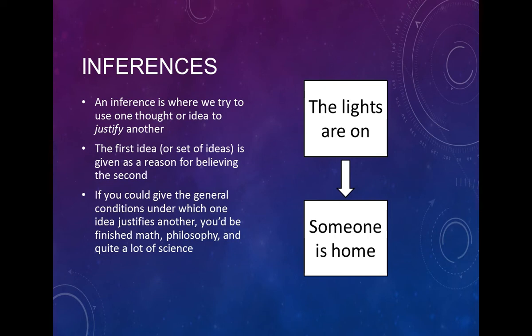Right, so an argument usually, or always, contains an inference, that is, going from one thing to the other. So an inference is where we try to use one thought or idea to justify another thought or idea. The first is being given as a reason for believing the second. And I think I emphasized last time that if you could give the general conditions under which one thing justifies another, like if you could say in all cases when one idea is sufficient to accept another, you would have done most of philosophy, math, logic, quite a bit of science. These are questions that we are continuing to work on in detail, but we can give you some of the basics in this class.